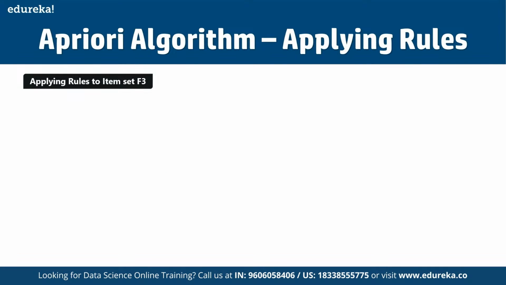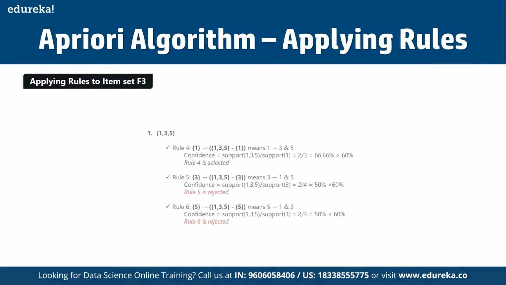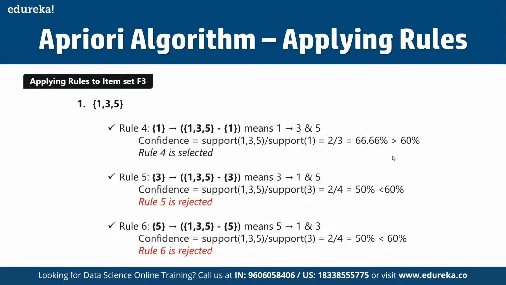Now, if you talk about the application of rules here, we can see that whenever the confidence is more than the 60% defined here, the rule is going to be selected. As you can see in rule 5, those who are purchasing 3 have a possibility of going for 1 and 5 both. Here the confidence is less than 60%, which is why this is going to be rejected.